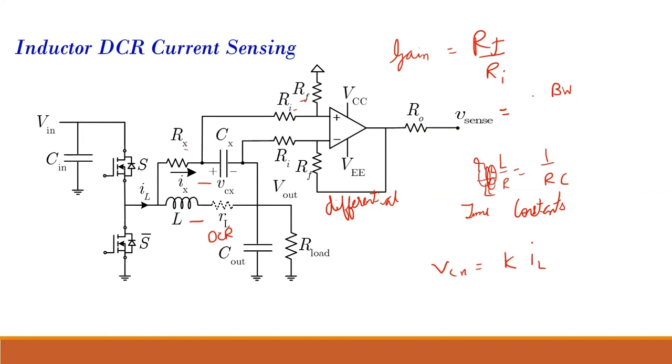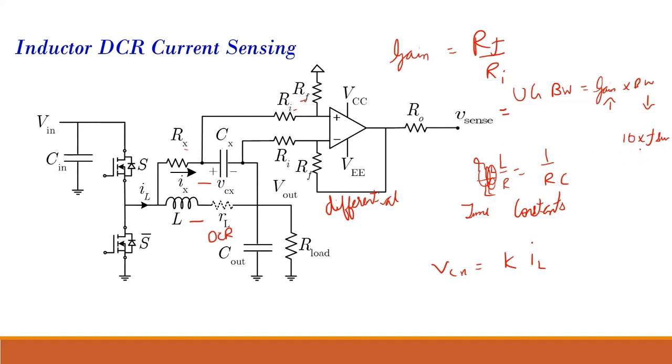There is a unity gain bandwidth product, that is the multiplication of gain and bandwidth, which is approximately constant for a particular op amp. So if I increase the gain, then the bandwidth it is capable of providing will reduce. Usually they say the bandwidth of the sensing should be at least 10 times the switching frequency.